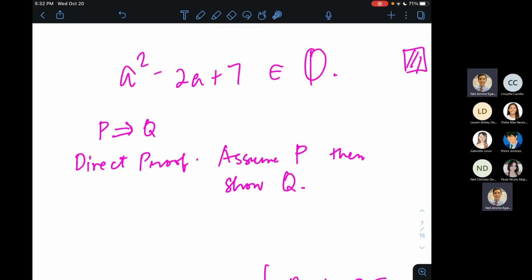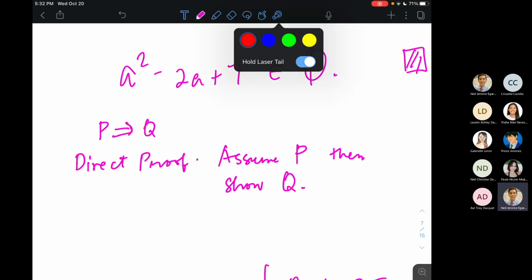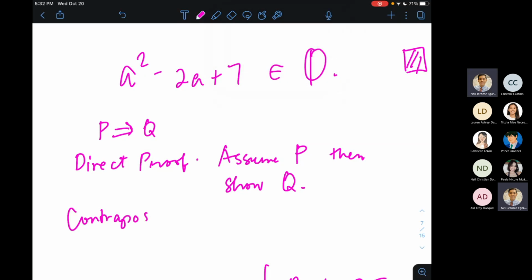Now, sometimes, starting from P, it's hard to show the statement Q, right? So, nakita natin yung ilang examples kung saan mahirap mag-start kay P, tas ipakita si Q. So there we got a different technique, and that is called the proof by contraposition. Sulat natin dito, contraposition. And in the proof by contraposition, we assume the negation of the consequent. So ina-assume natin yung not Q, and then we want to arrive at the negation of the antecedent, right? And the proof by contraposition is based on the rule of transposition, right?